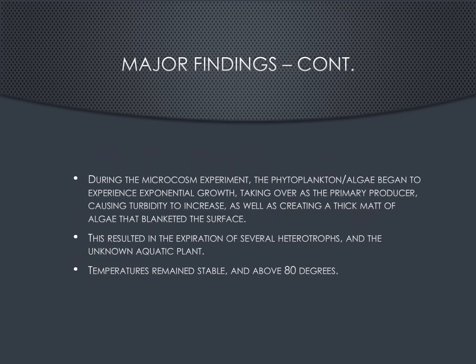Major findings continued. During the microcosm experiment, the phytoplankton and algae began to experience exponential growth, taking over as the primary producer, causing turbidity to increase, as well as creating a thick mat of algae that blanketed the entire surface. This resulted in the expiration of several heterotrophs and the unknown aquatic plant. Temperatures remained stable and above 80 degrees.